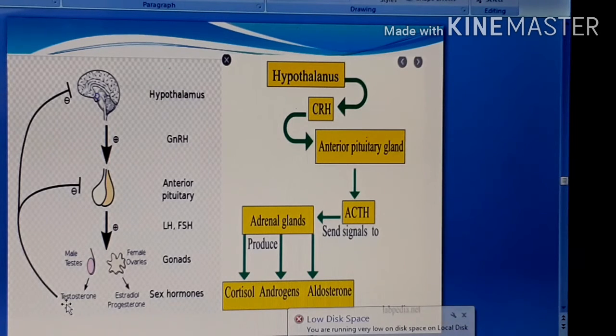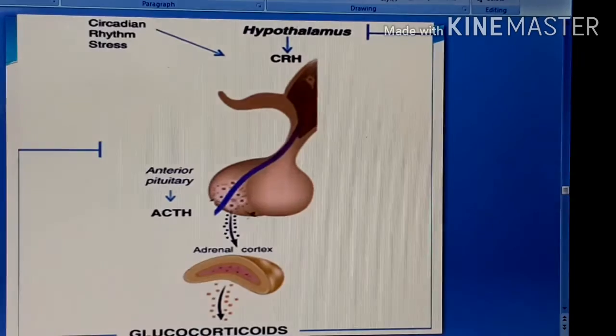And when the level of these hormones reaches the normal level, it is detected by the hypothalamus, and it causes the hypothalamus to stop the GnRH and hence the release of these hormones and hence the release of estradiols and testosterones. So this is the release pattern for the steroidal hormone.